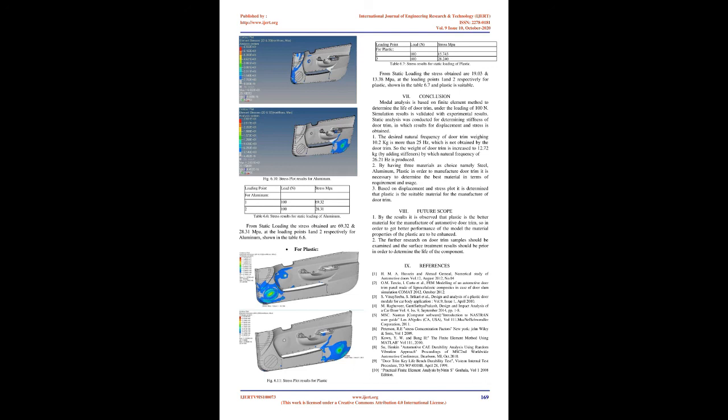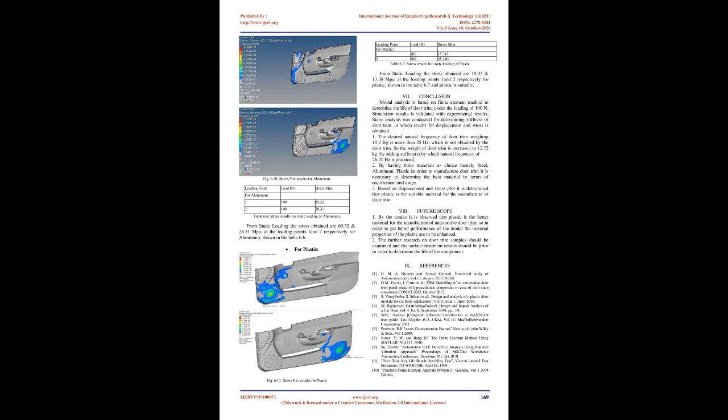Load applied, 100 N. Result, displacement and stress plot. From the static loading the stiffness and displacement values are obtained as shown in figure 6.7, in which stiffness in both cases is beyond the required 15 plus or minus 0.5 N/mm stiffness. So aluminum is not suitable.